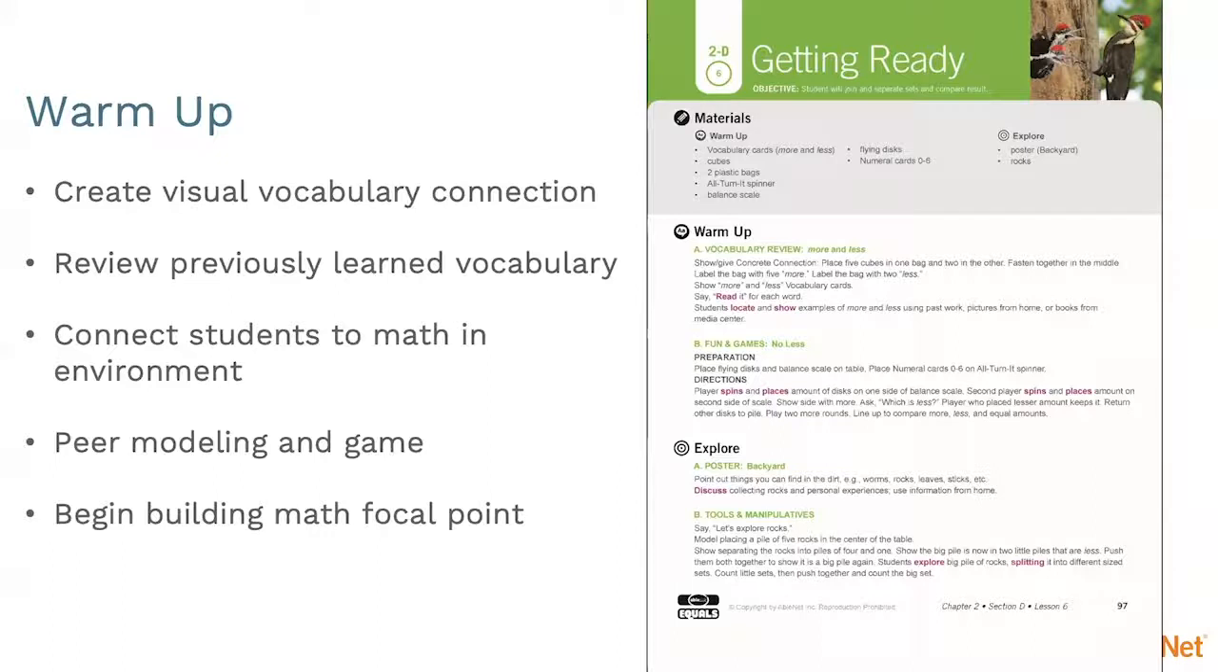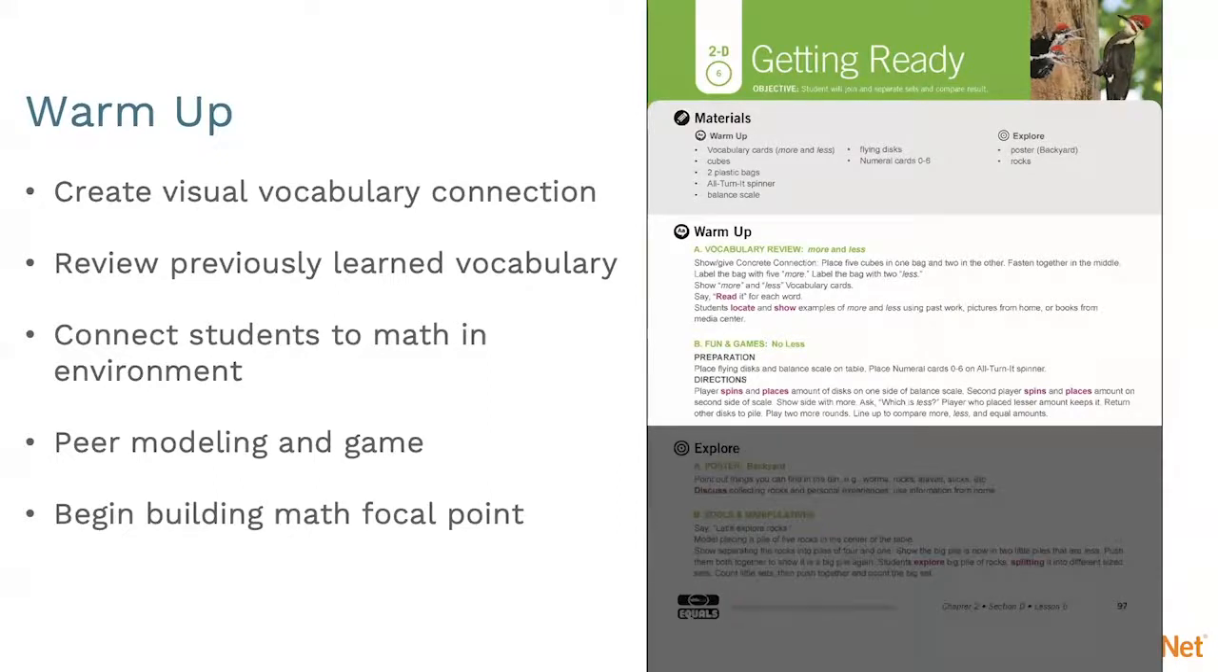Equals lessons always begin with the warm-up section, which includes 2 activities, Part A, vocabulary review, and Part B, fun and games. The vocabulary review includes teachers and students building a concrete connection, which is a visual representation of the vocabulary word. This review vocabulary word is connected to the new lesson objective. A concrete connection provides students with a tangible example of the vocabulary word meaning.